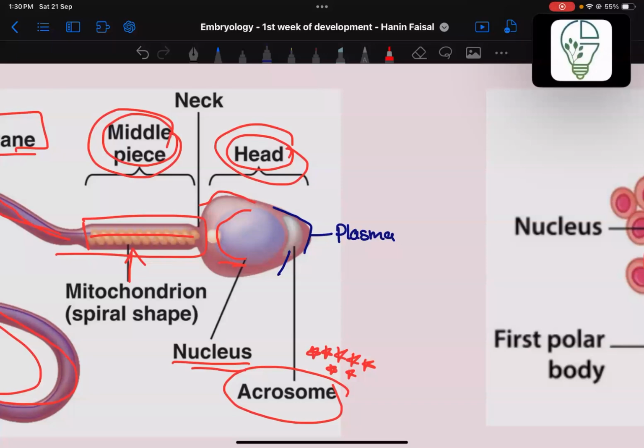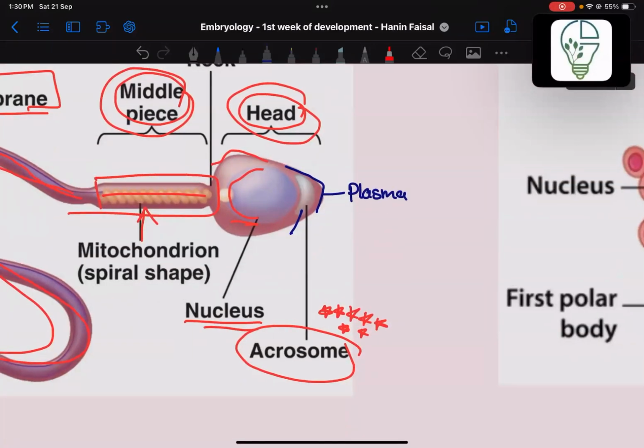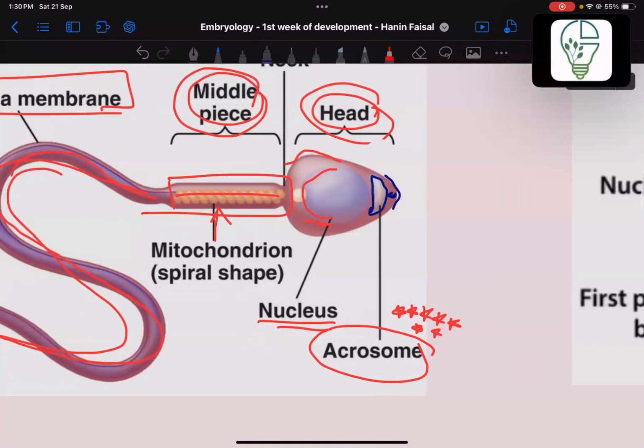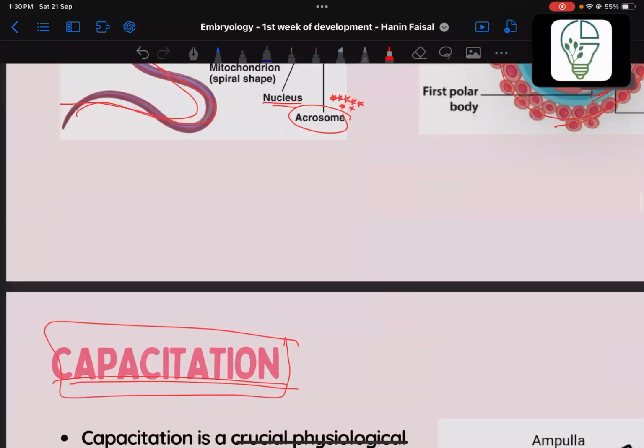Exactly, there's a space. It's not attached. Because let's see it again. This is the acrosome, and this is the plasma membrane. Here, there's a space. Okay. Now remember this, because we're going to explain it here.